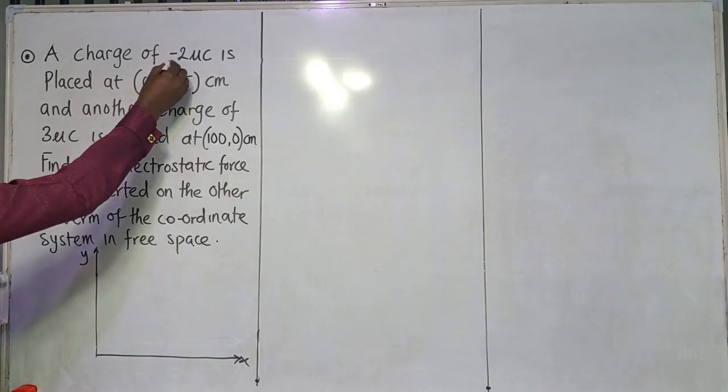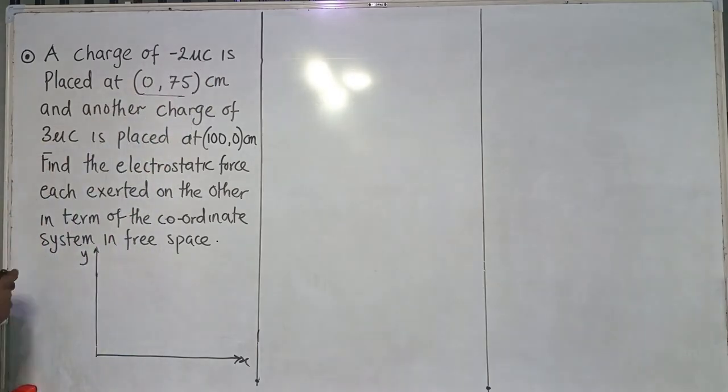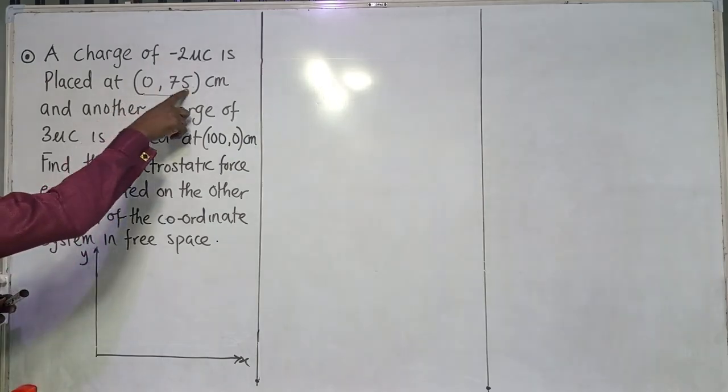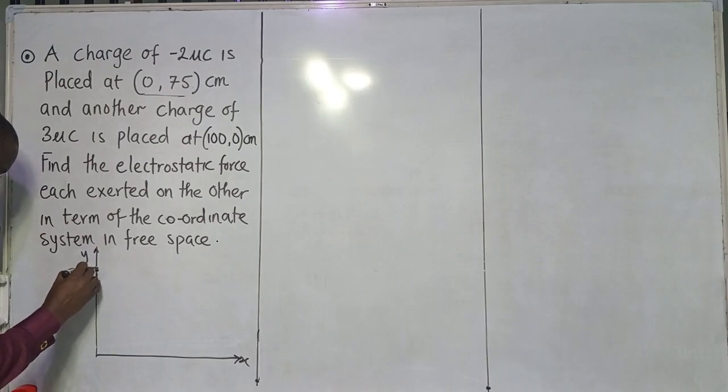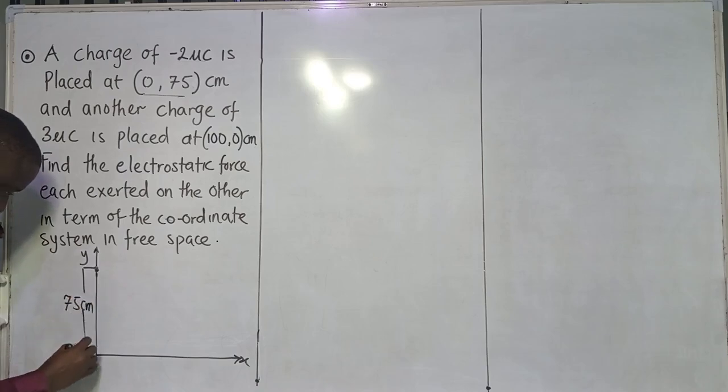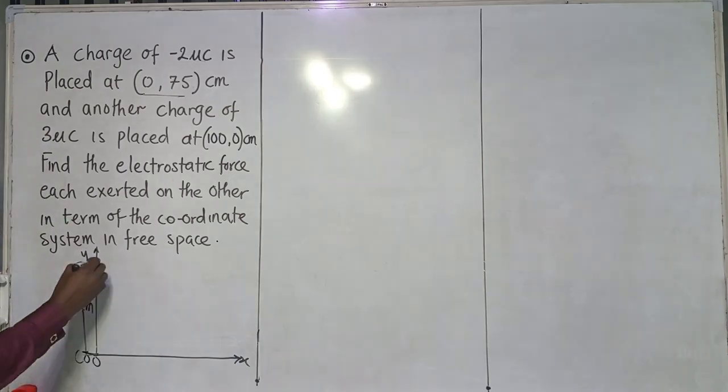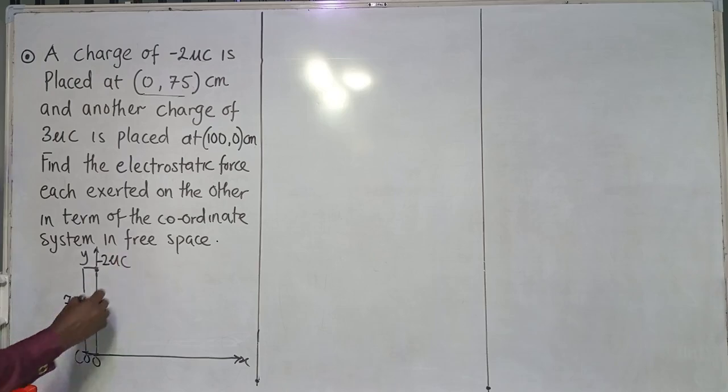So for us to place minus 2 at this point, what does that mean? It means x is 0, y is 75. Let's locate that point here. That means from here to here is 75 centimeters, because this is the origin. You are measuring from here. So this is the minus 2 microcoulomb.